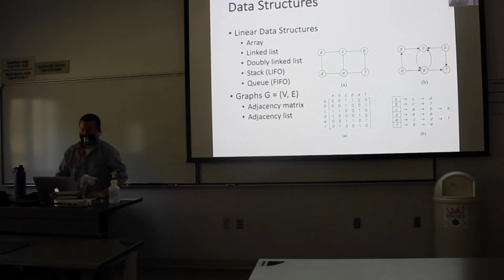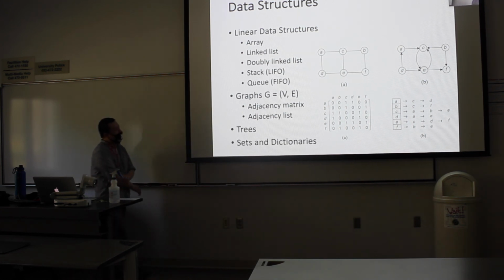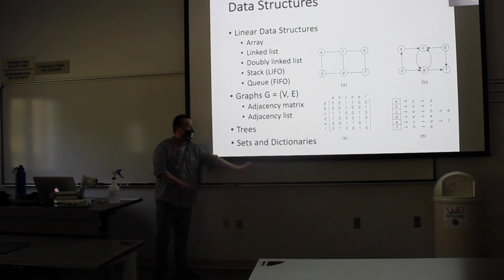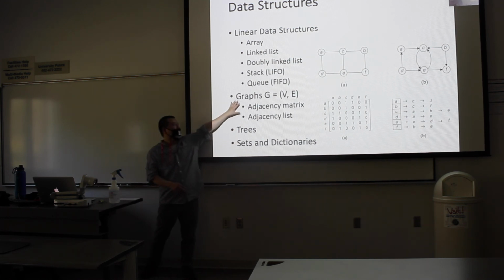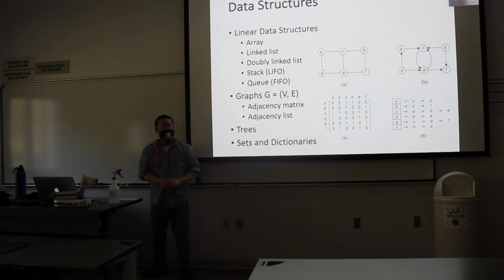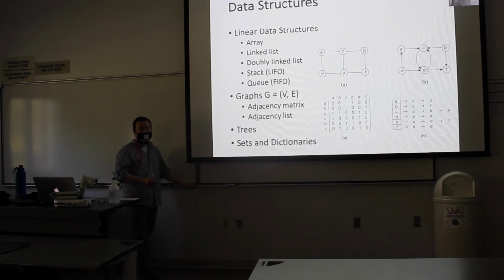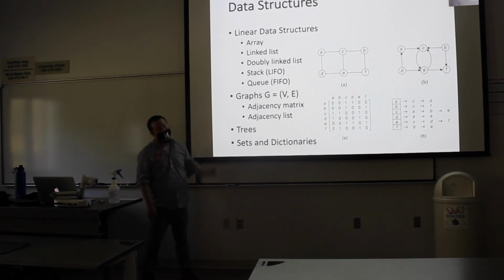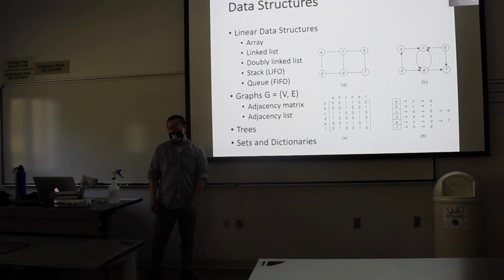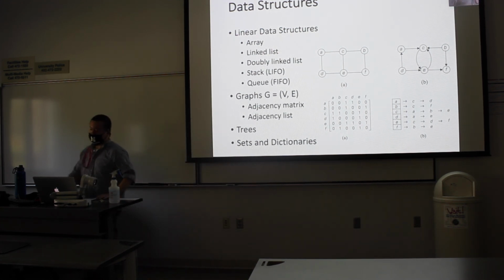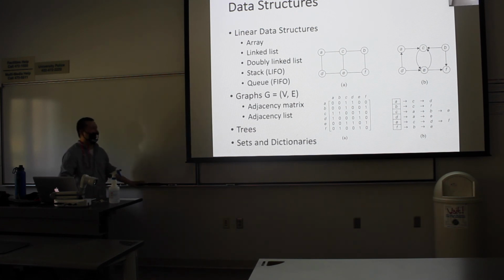So this is an example. There are other things that we're going to talk about in the course: trees, sets, and dictionaries. A tree is a special case of a graph representation where you have n-1 edges when you have n vertices in a tree. But anyway, we're going to talk about that later on. Sets and dictionaries, we're going to talk about again later on in the semester. You can review this in chapter 1 of the book.